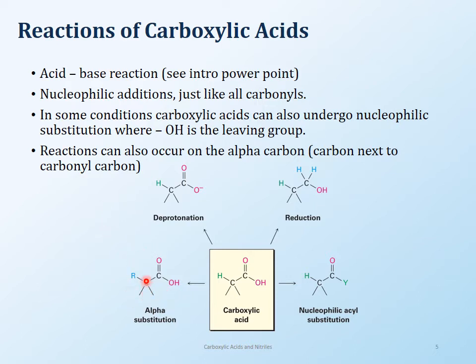The carbon next to the carbonyl carbon is called the alpha carbon, and so you can also have reactions on that. Whatever carbonyl compound you have, whether it's aldehyde, ketones, carboxylic acids, or esters, you will see alpha carbon chemistry, okay? And we will do that later on. So these are the 4 reactions possible for carboxylic acid. So let's see some specific ones.